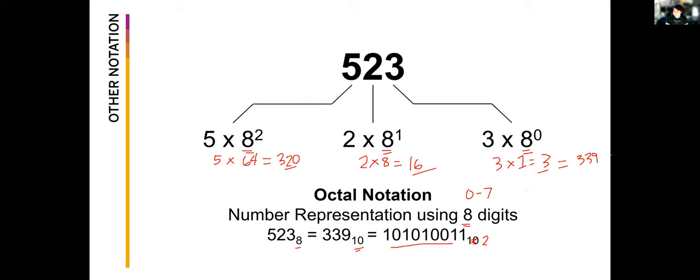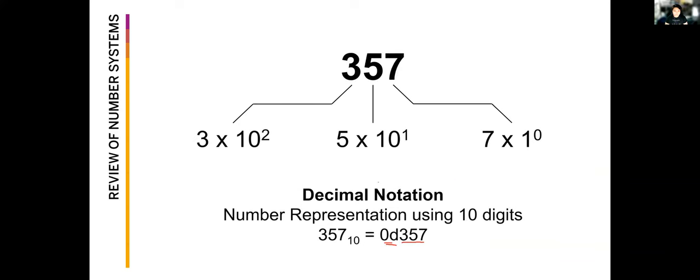Sir, can you explain again the octal notation, like how it became that way? Sure. Earlier, if we go back to our normal number system, 357 in real life is actually a representation of 3 times 10 squared, or 100, so 300s, 5 tens and 7 ones. Because in our daily lives, we can represent things using 10 digits, which is 0 to 9.